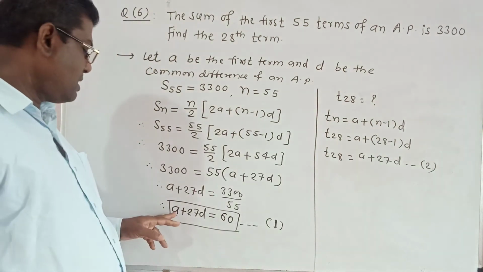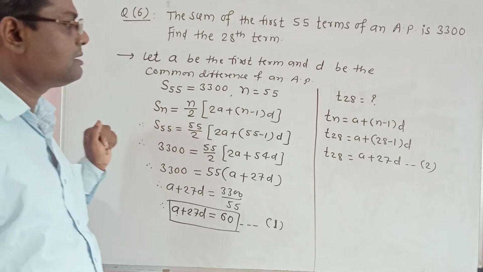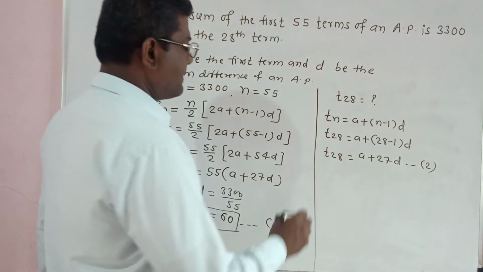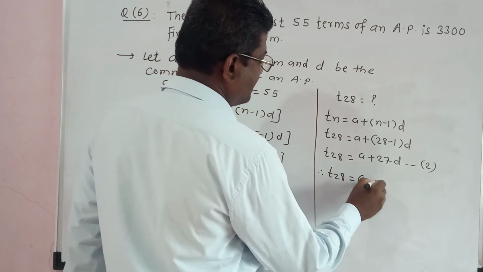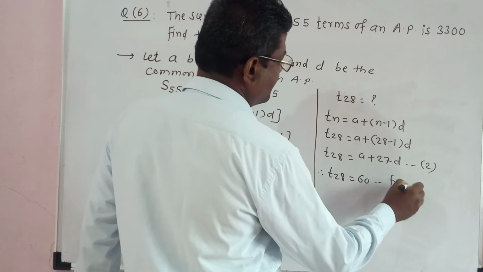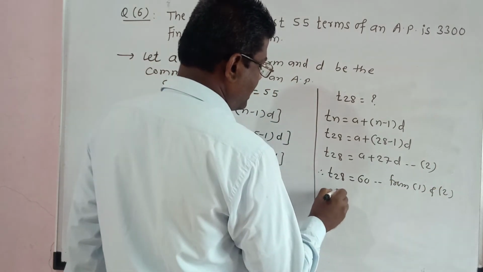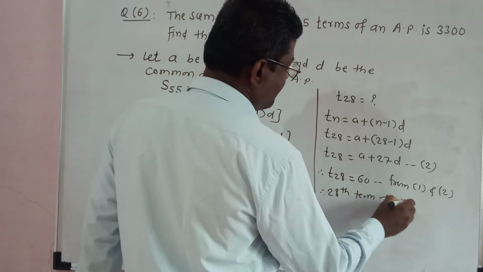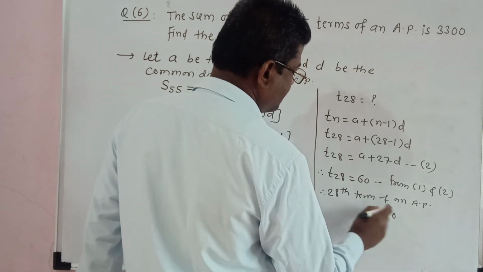In equation 1, A plus 27D is equal to 60. We can put this value in equation number 2. Therefore we write T28 is equal to 60 from equations 1 and 2. Therefore the 28th term of an AP is 60.